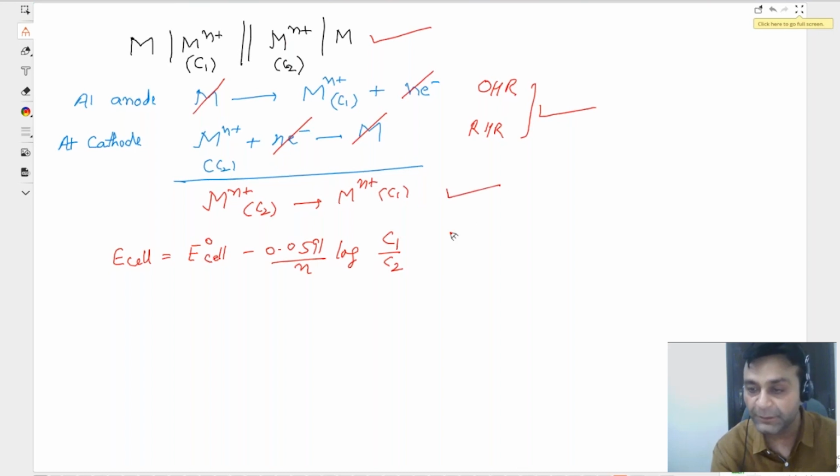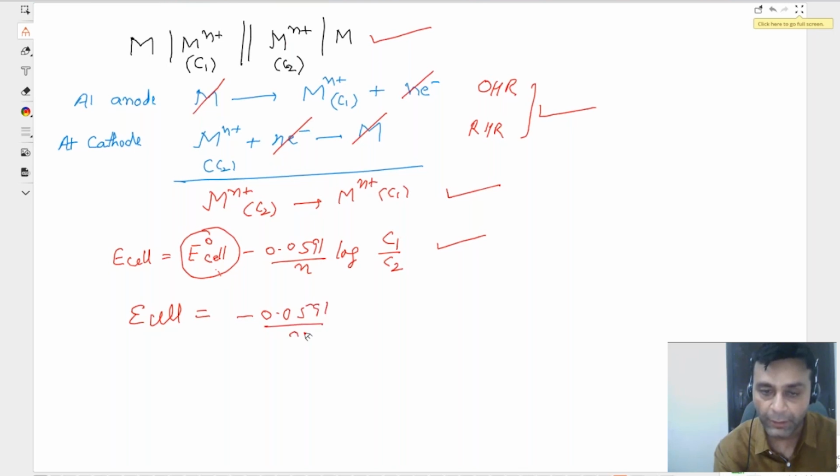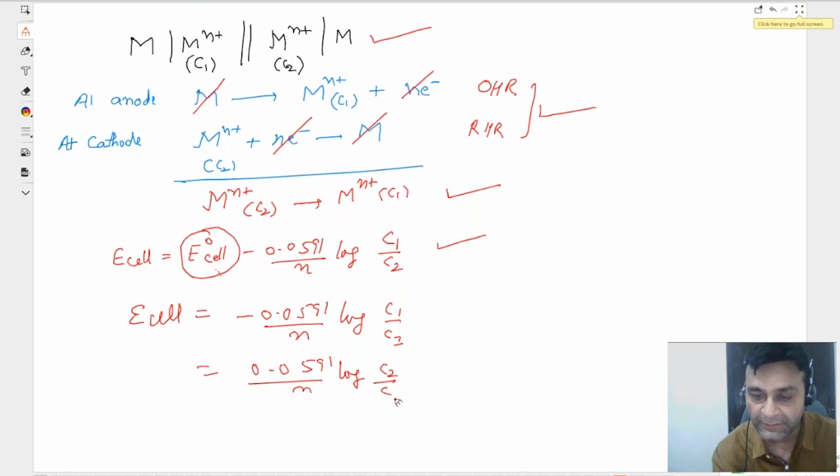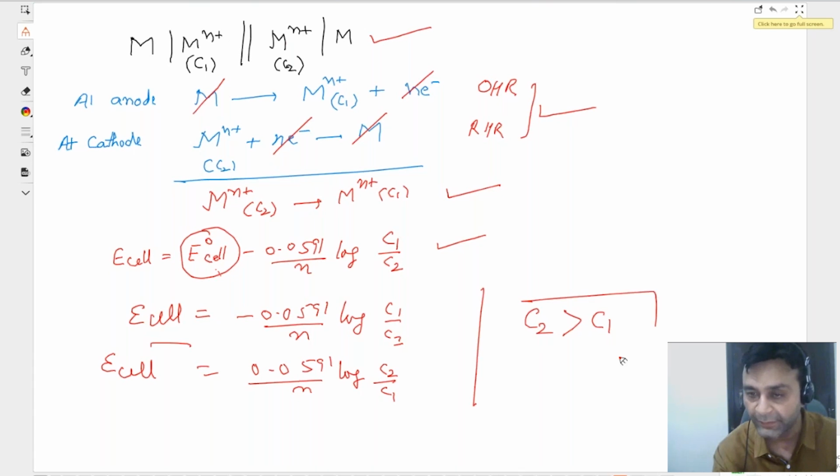So this is now clear up to this point. Okay. So this is also clear. So E naught cell is equal to 0. Thus E cell is equal to 0 minus 0.0591 upon n logarithm of C1 upon C2. Now I'm making this negative into a positive value and writing it like this: 0.0591 upon n logarithm of C2 upon C1 is equal to E cell. And the cell will be working only when C2 is greater than C1.